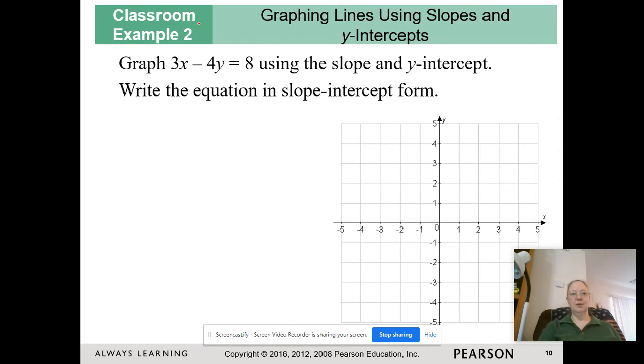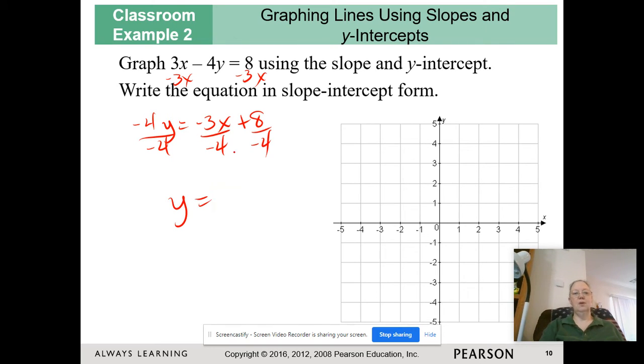And here we go. We want to graph it using the slope and the y-intercept. So we're going to solve for y. I'm going to subtract 3x, and I have -4y is equal to -3x plus 8. Divide by -4. Remember, a negative divided by a negative is positive, so I have 3/4 x minus 2. Okay, so we have it in slope-intercept form.